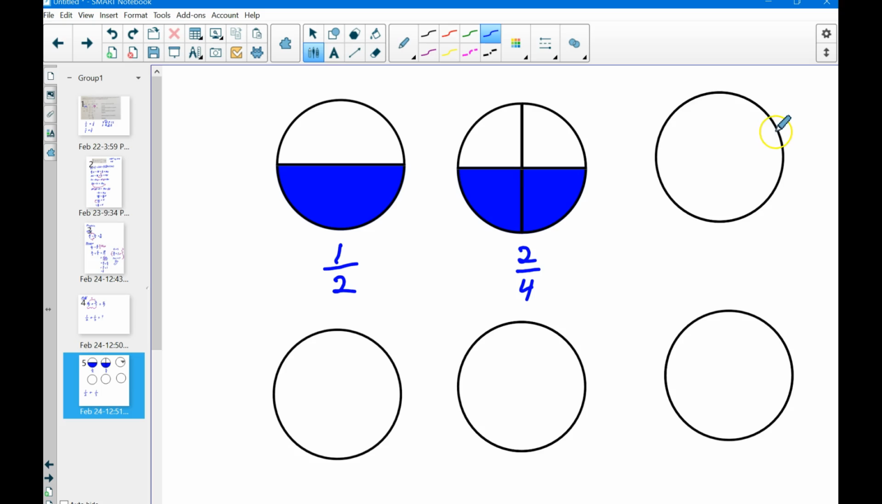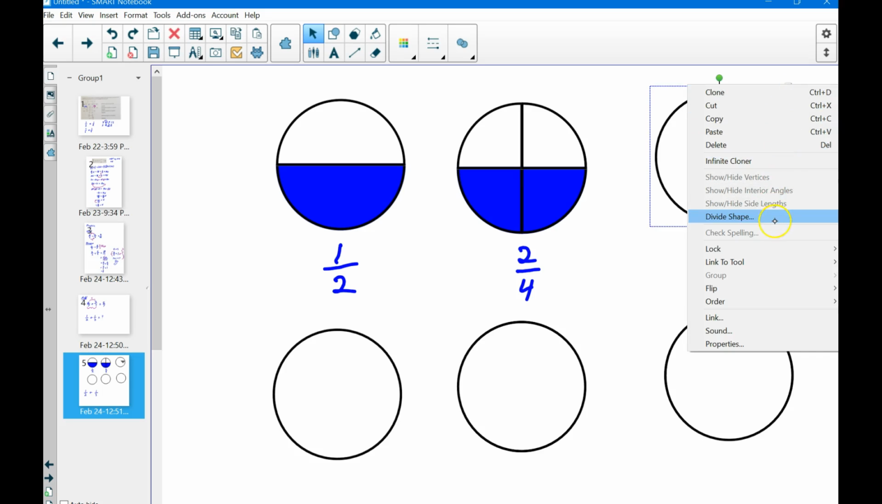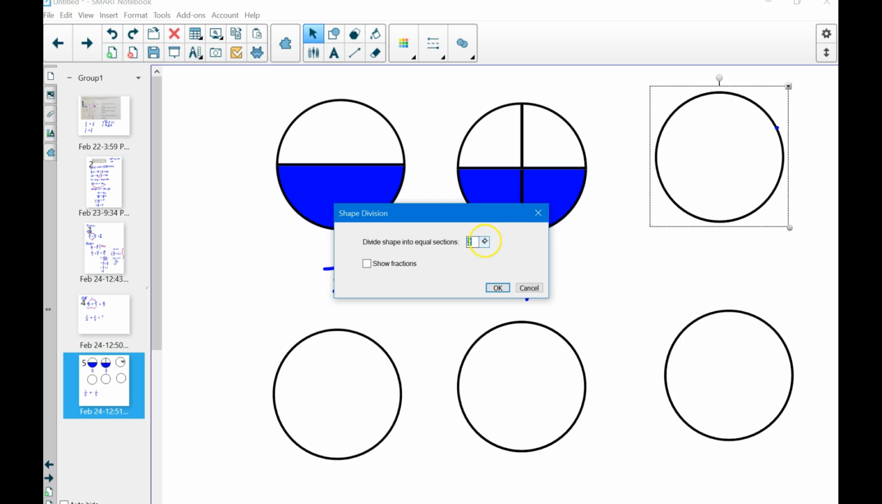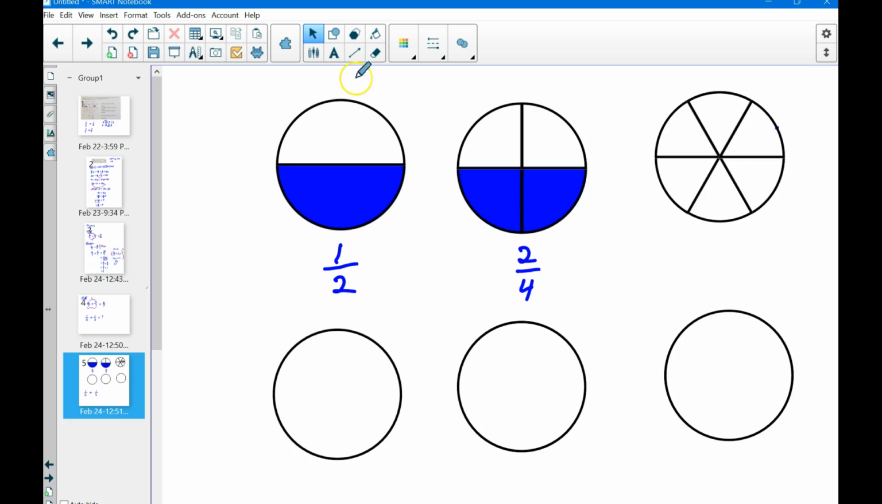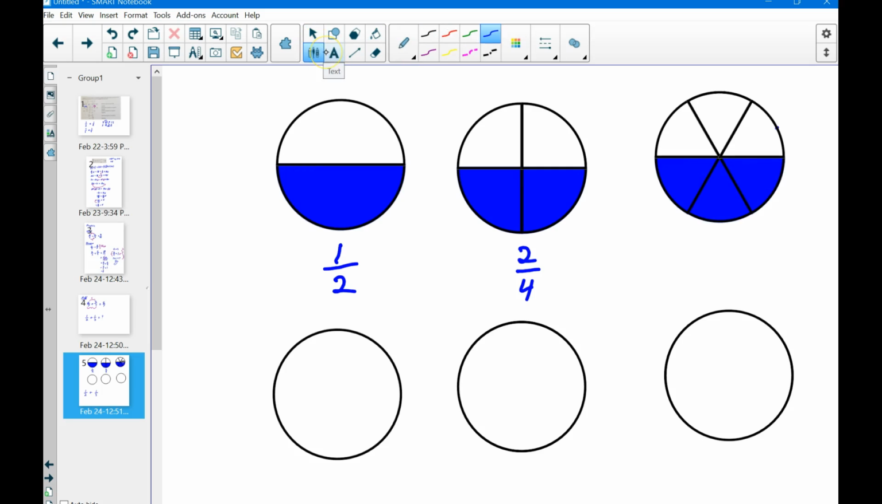Let's look at the next circle. Next circle, let's say we have 6 pieces. Here we go. And what I'm going to do now is shade 1, 2, 3. So now we see that three pieces are shaded out of the 6. So we have 3 shaded out of 6.